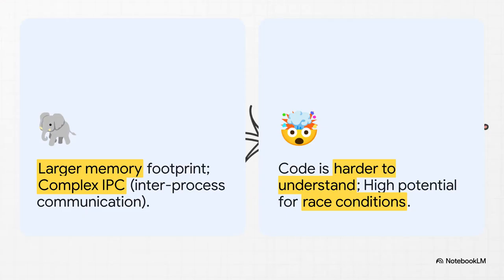Of course, neither one is perfect, right? Multiprocessing uses a lot more memory, and getting those separate chefs in their separate kitchens to talk to each other can get really complicated. With multithreading, though, the code itself gets tricky. Since all the threads are sharing one kitchen, you have to be really careful they don't try to use the same salt shaker at the exact same time and mess up the whole recipe. That's a classic problem called a race condition, and it can be a nightmare to debug.